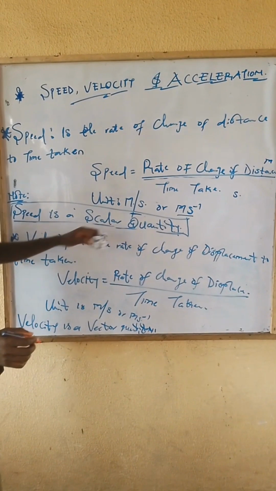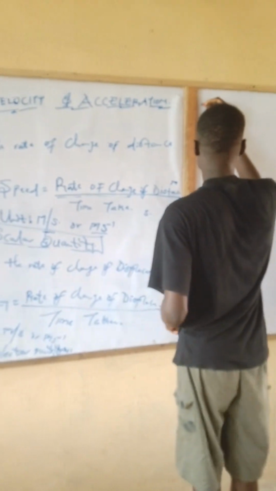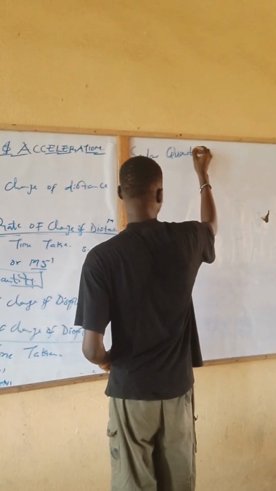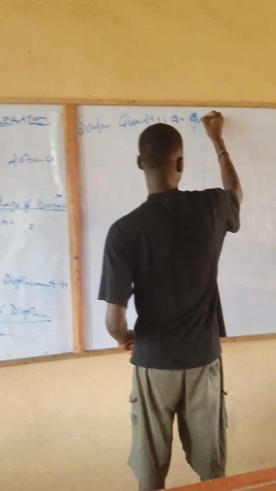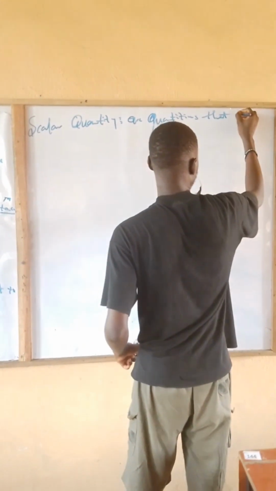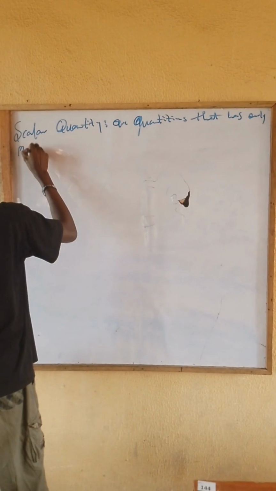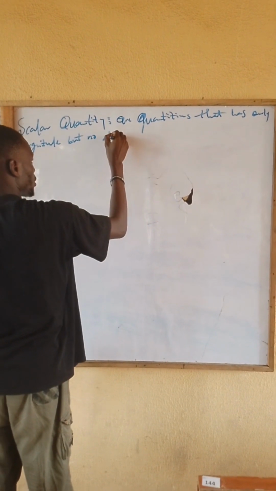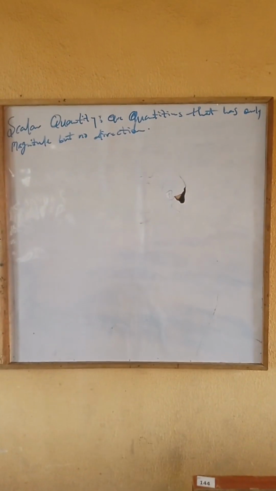Now, what do we mean by scalar quantity? Scalar quantities are quantities that have only magnitude but no direction. That's what we call a scalar quantity.